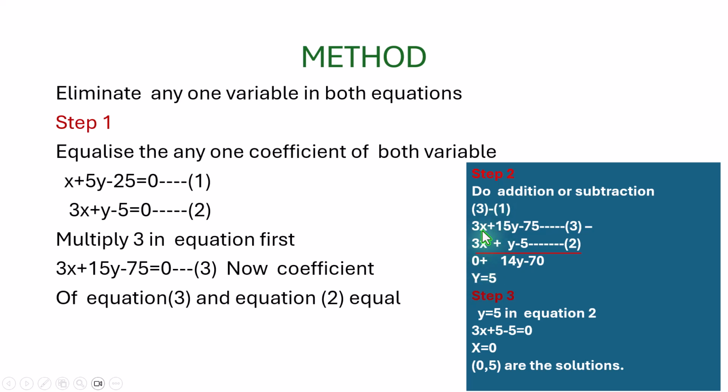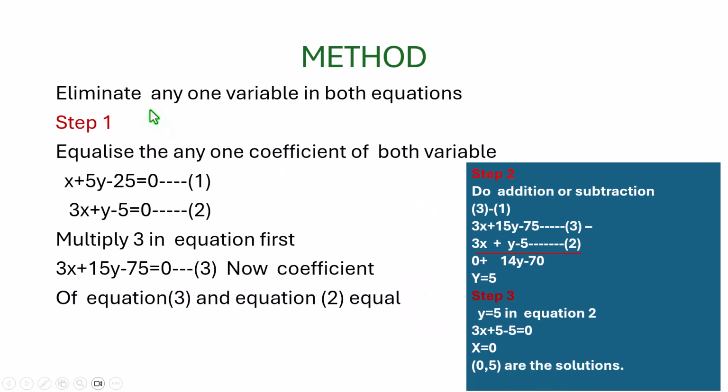Now we eliminate one variable in both equations. For that, consider the coefficients of both equations. Here the coefficient in the first equation is 1 and in the second equation is 3. So this first coefficient is changed into 3 by multiplying the first equation by 3. So on subtraction, y is equal to 5. Step 3: put y is equal to 5 in equation 2. That is 3x plus 5 minus 5 equal to 0. x is equal to 0. So 0 and 5 are the solution.